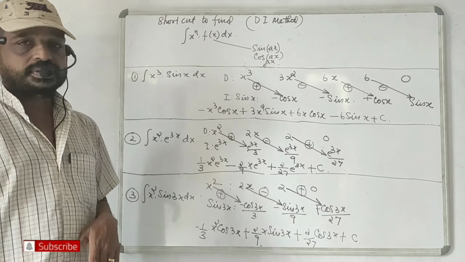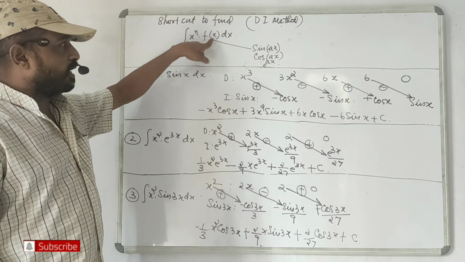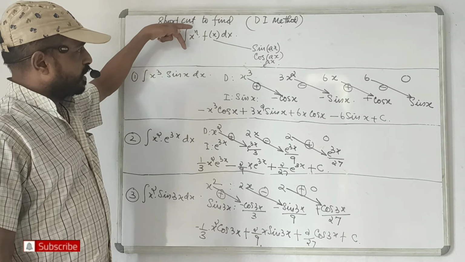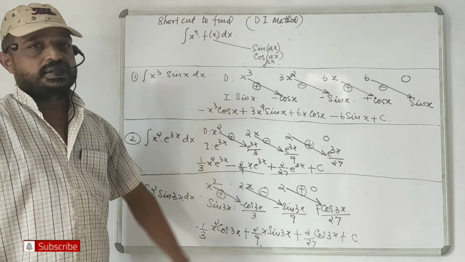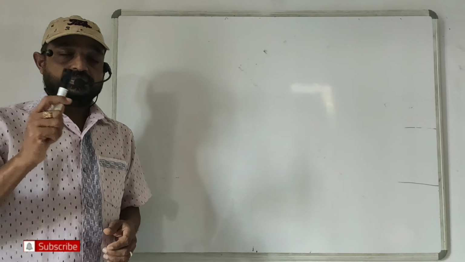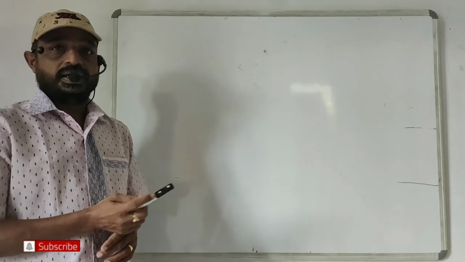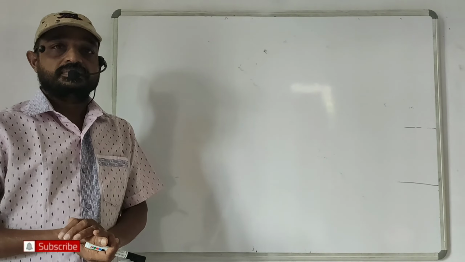So this is the shortcut method to find the integral of x raised to n times f of x dx, where f of x is sin of ax, cos of ax, or e raised to ax. See, but in your board examination, you will have to solve these types of problems by using integration by parts.